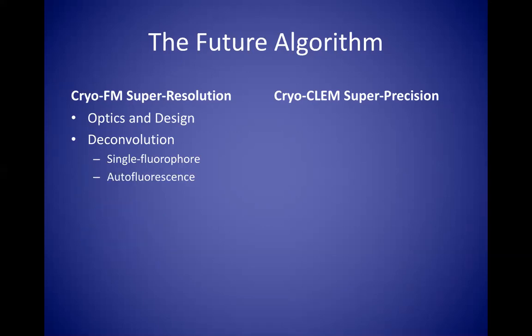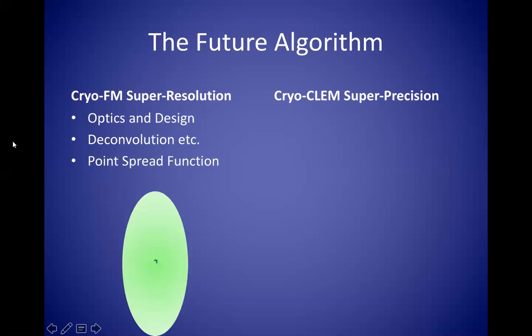We also have to deal with cellular autofluorescence. It's worse at cryotemperature. And there's a lot more scatter and aberrant light. So we have to optimize some of our algorithms to address these 3 points.